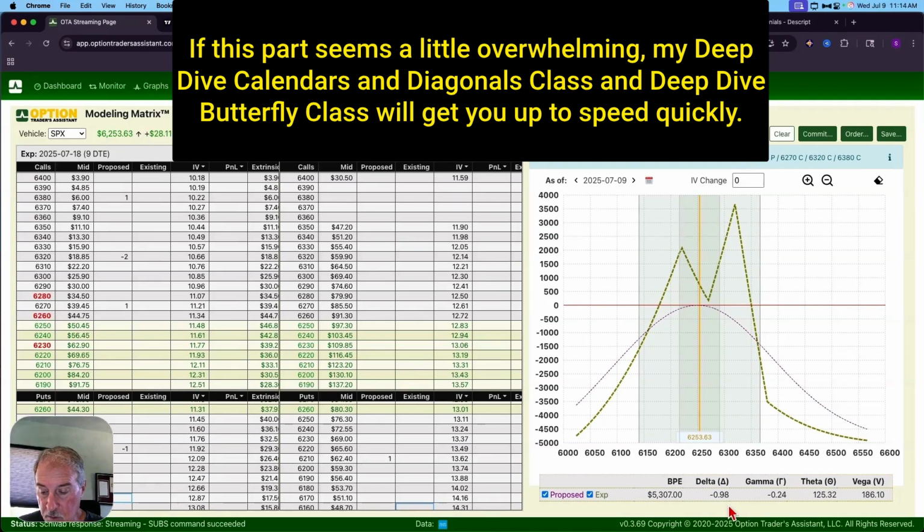I like the fact that we've got decent amounts of theta decay here, $125 a day, and that we've got some decent vega or volatility, meaning that if the market does go down, this tent should expand for us, giving us a little more room to the downside.